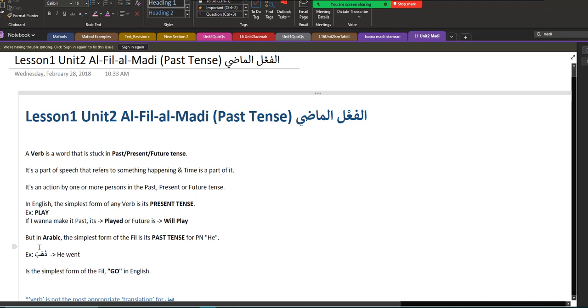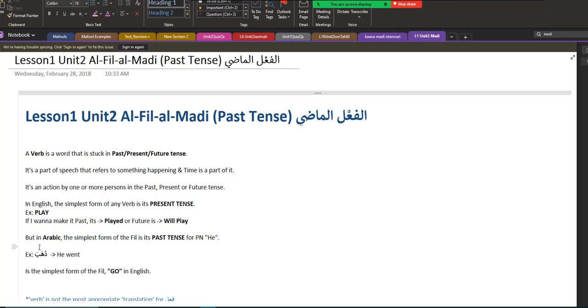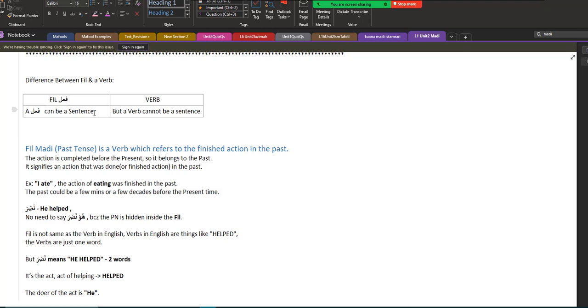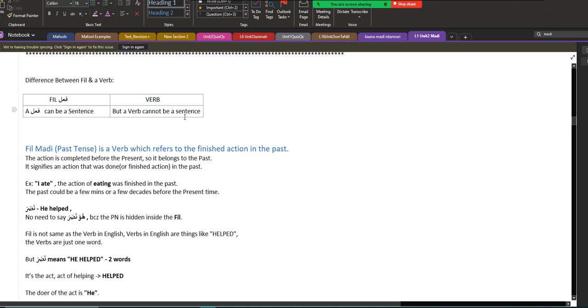So it has the tense. It has the past tense. And it has the doer. Who is the doer? He is the doer. And what is he doing? The action? He went. Okay. The difference between the fi'l and a verb is, the fi'l can be a whole complete sentence, like he helped, or he played, or he went. But a verb cannot be a sentence. In English, you just say go, right?